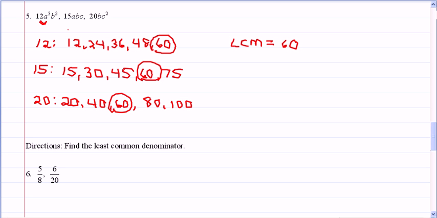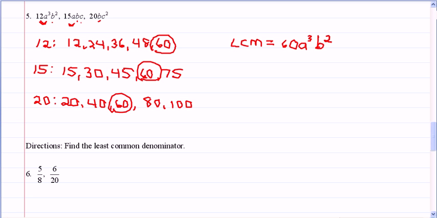I have an a cubed, a to the first, and my last term does not have an a. So unlike the greatest common factor, where you have to have a letter in every single term, you don't have to have a letter in every single term for the least common multiple. So I just look at a to the first and a cubed. I take the higher of the two powers, which is a cubed, and then I look at my b terms. I have a b squared, b to the first, and b to the first. So all 3 have a b, but I still want the higher of the powers, which is b squared.